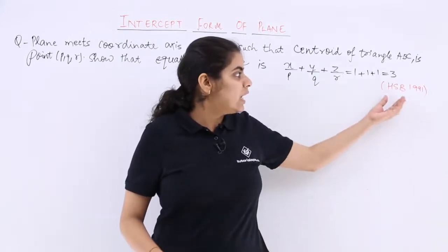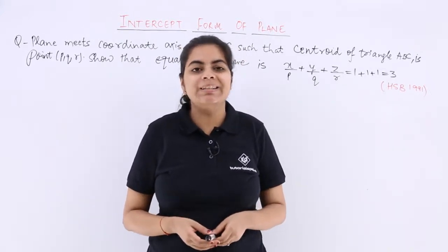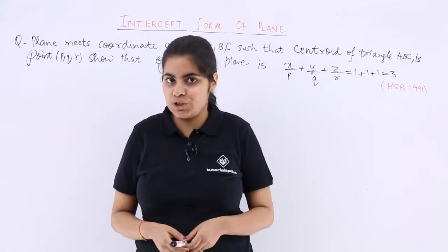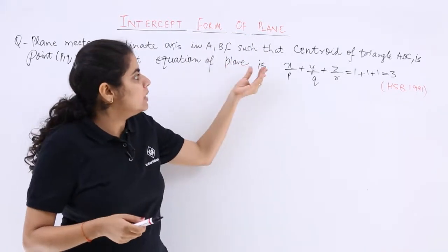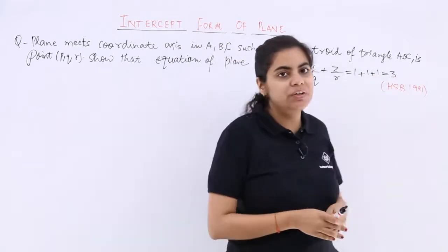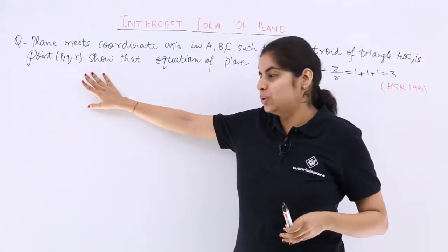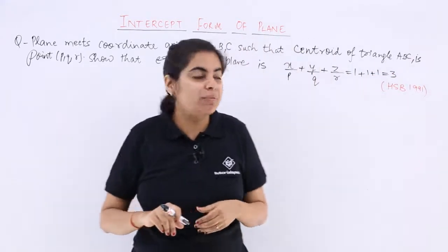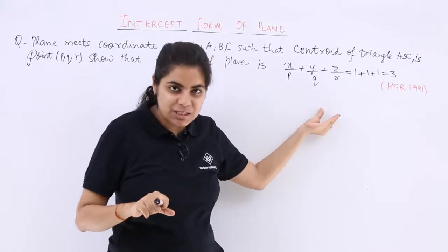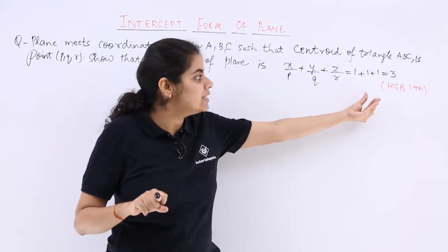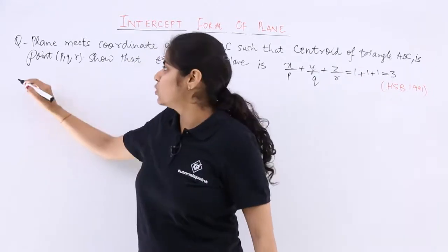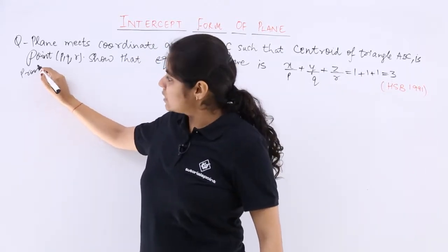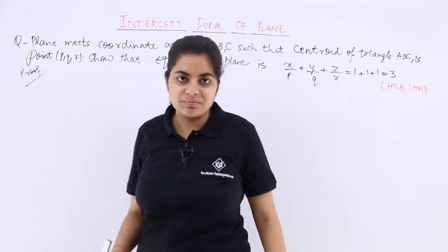Now this is a question asked in the examination in the year 1991, a board examination. It says a plane meets the coordinate axes in A, B, C such that the centroid of the triangle is the point (p, q, r). Show that the equation of the plane is x/p + y/q + z/r = 3. 3 is also 1 + 1 + 1. I write solution, or since it says show that, better write proof.